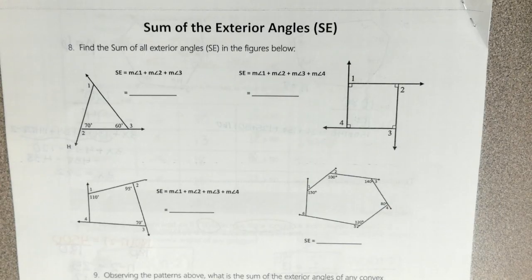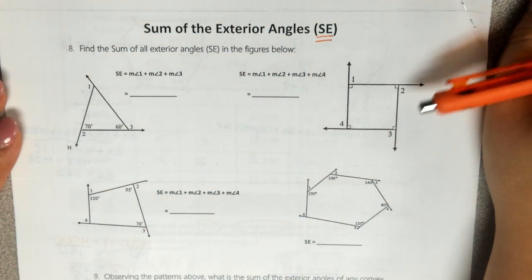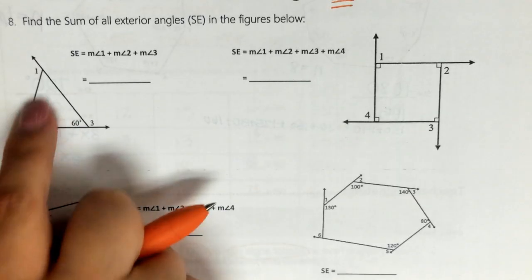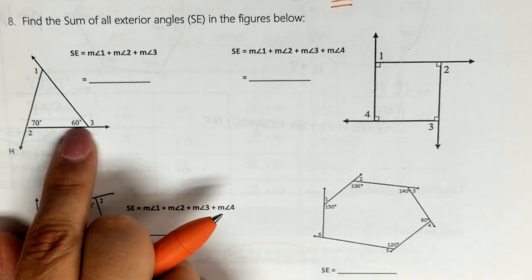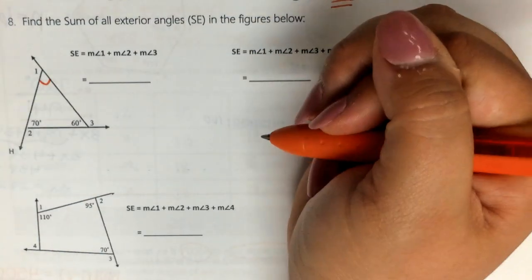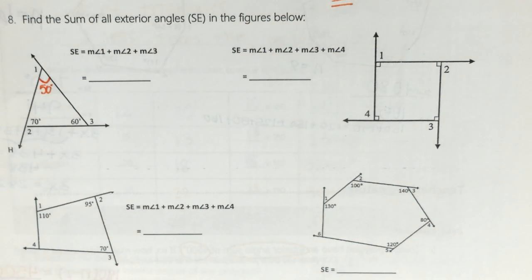The sum of the exterior angles, or SE. Everybody underline the letters SE. That's the sum of the exterior. Well, what do I know about a triangle? 180. So if I have 70 and I have 60, what is this angle right here going to be? Does everybody agree 70 plus 60 plus 50 is 180? Yes. We good with that?